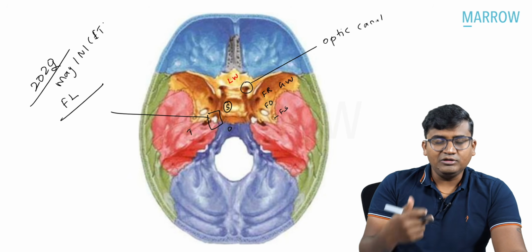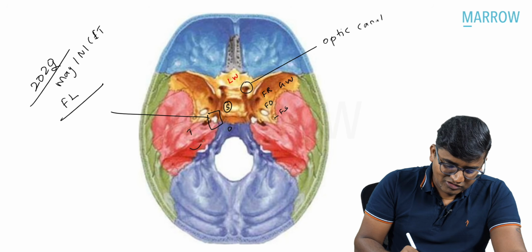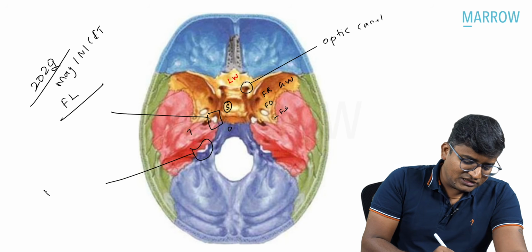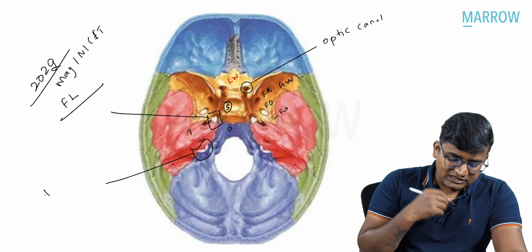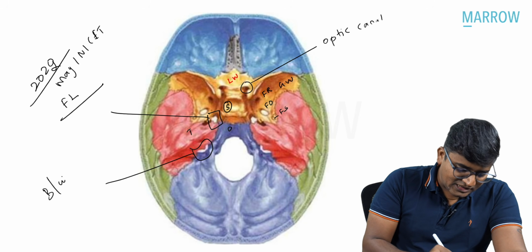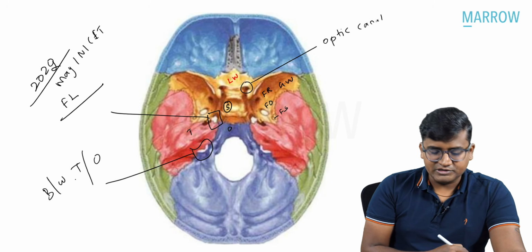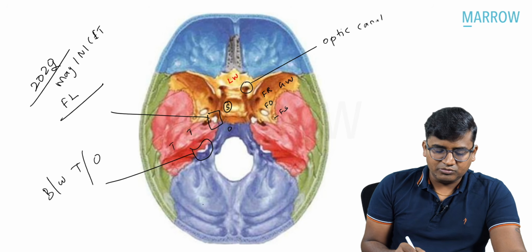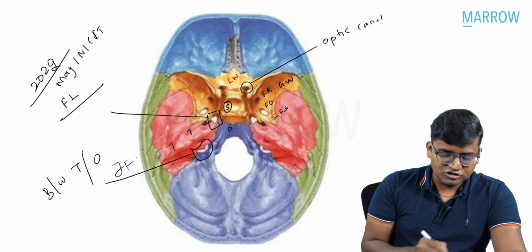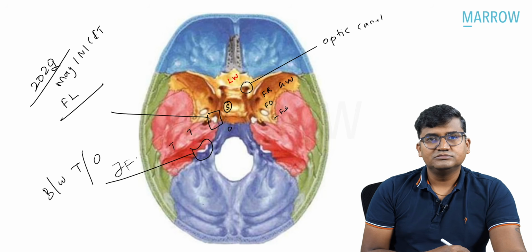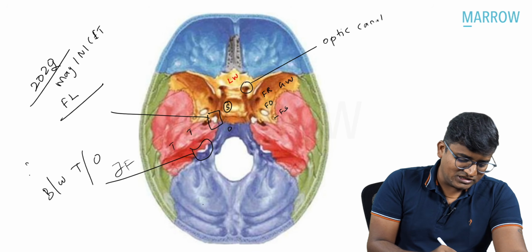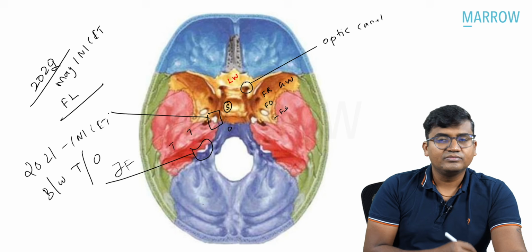In 2021 November INI-CET, we got this question. The question is about a skull base foramen fracture. That foramen is present between the temporal bone and the occiput bone, which is our jugular foramen. So repeatedly we are getting this question. This is a question they gave in the 2021 INI-CET exam.